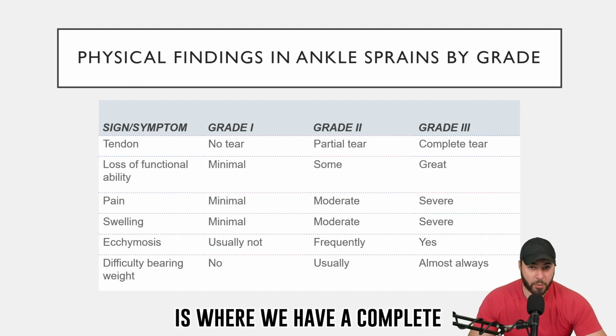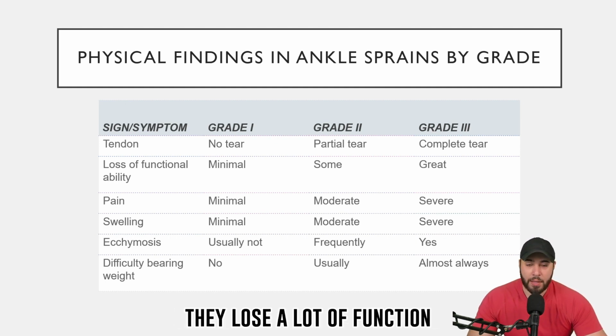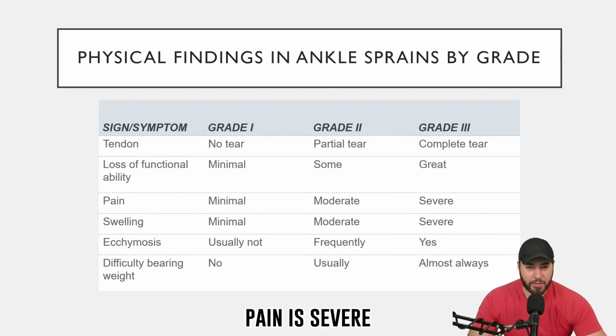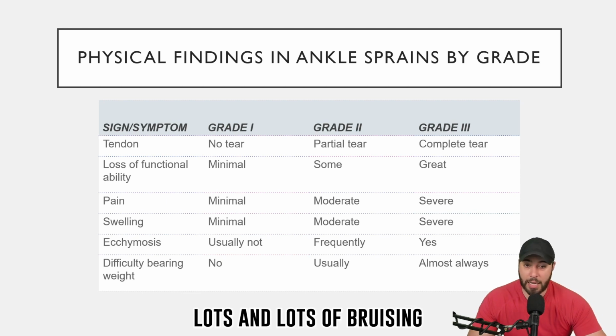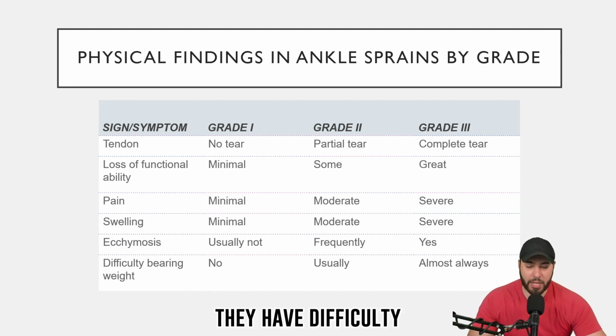Now, grade 3 is where we have a complete tear of any of those ligaments. They lose a lot of function. The pain is severe, swelling is severe, there is lots and lots of bruising, and they almost always have difficulty bearing weight.